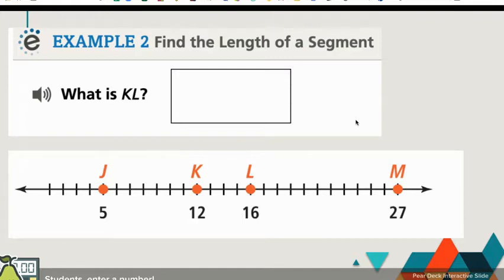So now I want to find the length of a segment on a number line, KL. KL are these two points here. So I want to find the distance between those two. 16 is L and 12 is K. Subtract the two and you get 4. If for some reason you subtract and you get a negative, just take the absolute value, because distance or length is always positive.